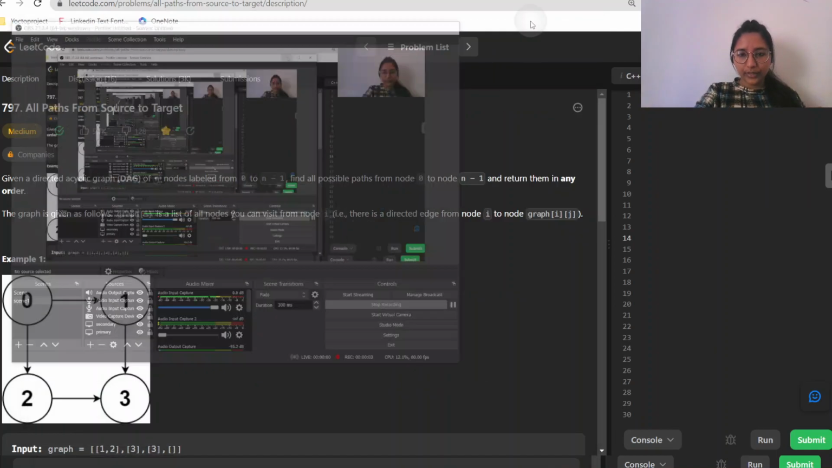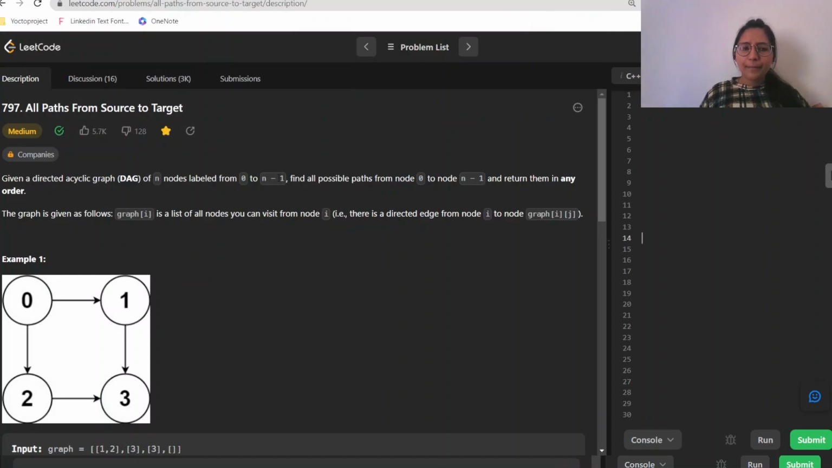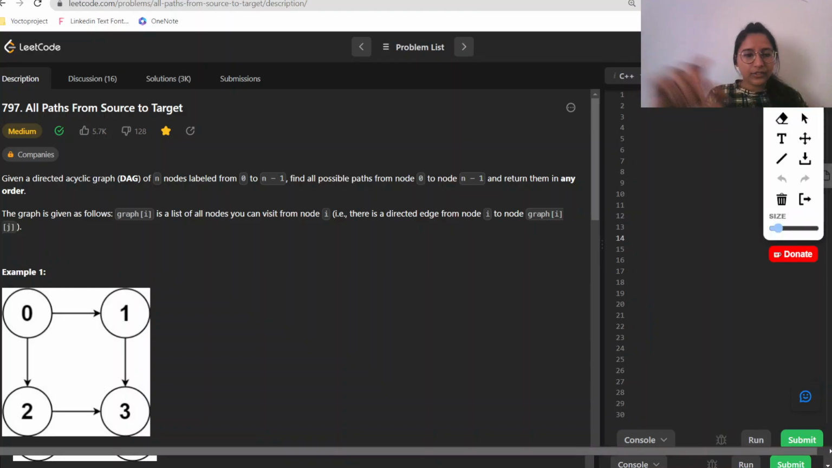So today we are going to do the Leetcode daily challenge, All Paths From Source to Target. In this question, we would be given a directed acyclic graph, which we abbreviate as DAG, of n nodes labeled from 0 to n minus 1. Find all possible paths from node 0 to node n minus 1 and return them in any order.